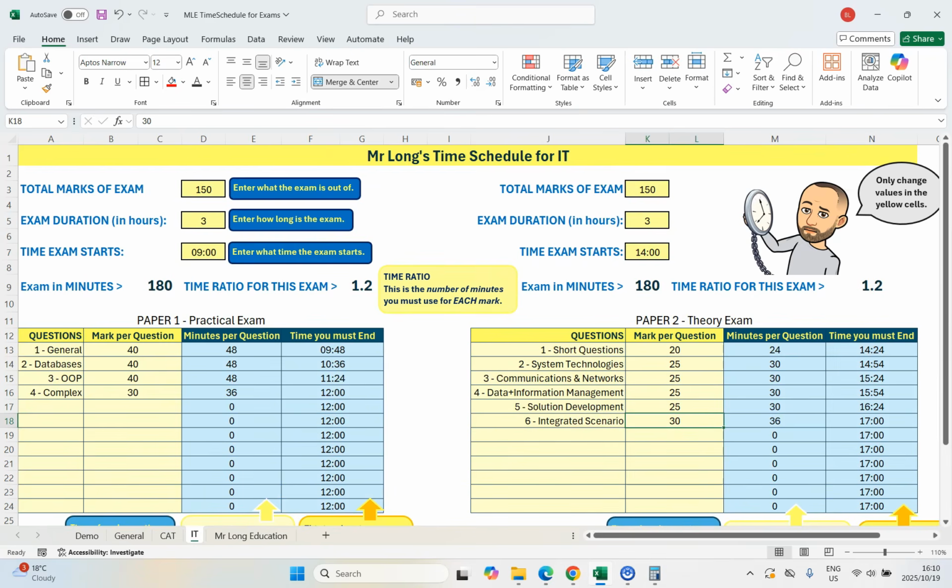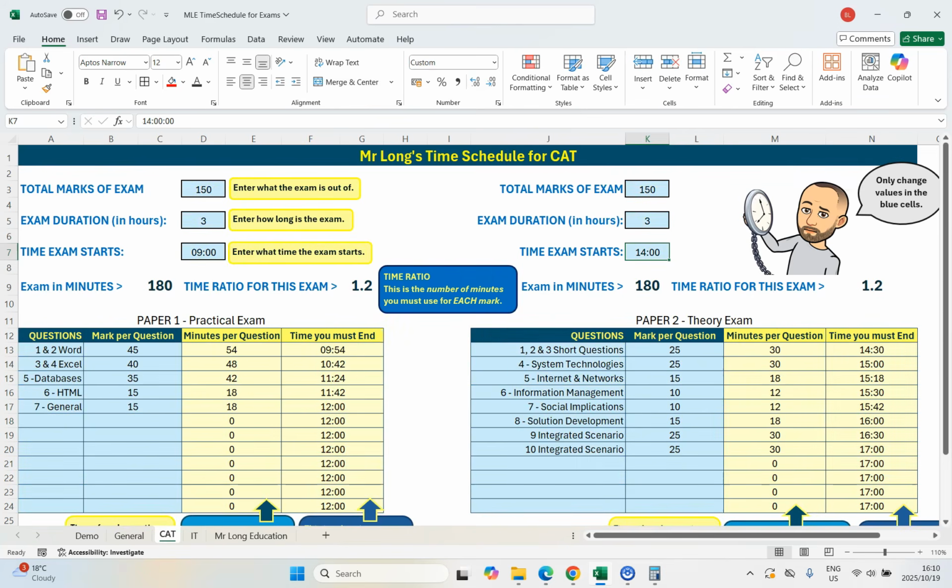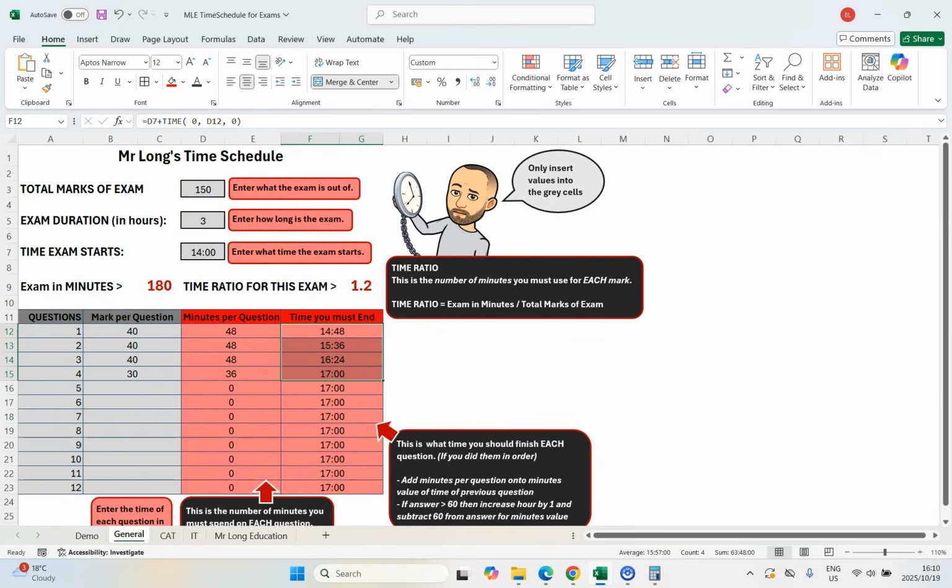Just take note, you must only change the values, in this case, in the yellow blocks. With the CAT one, only change the values in the blue blocks. With the general one, only change the values in the gray blocks. The red ones will be the calculations for you. Okay, so go try that out.